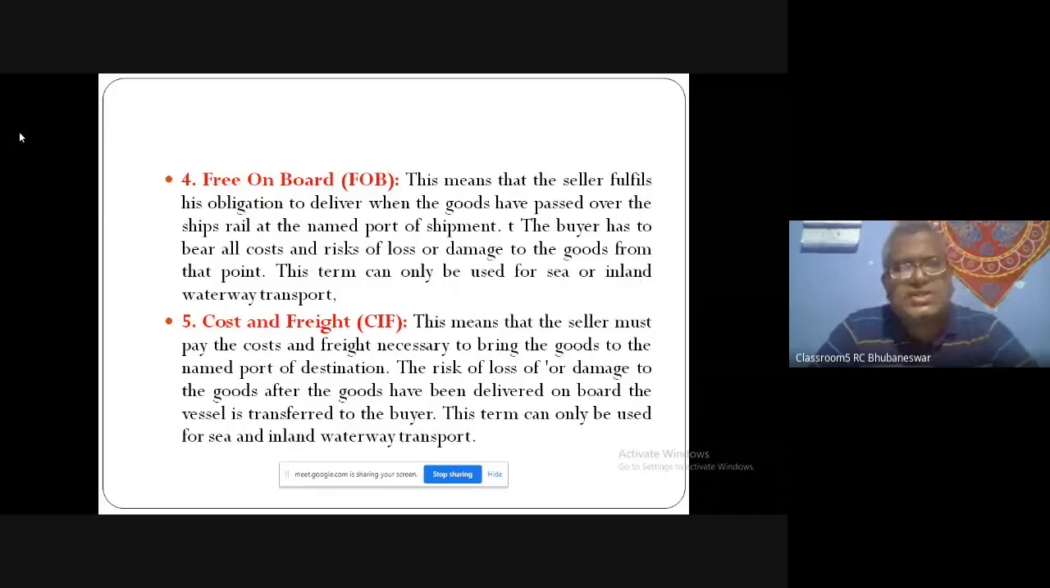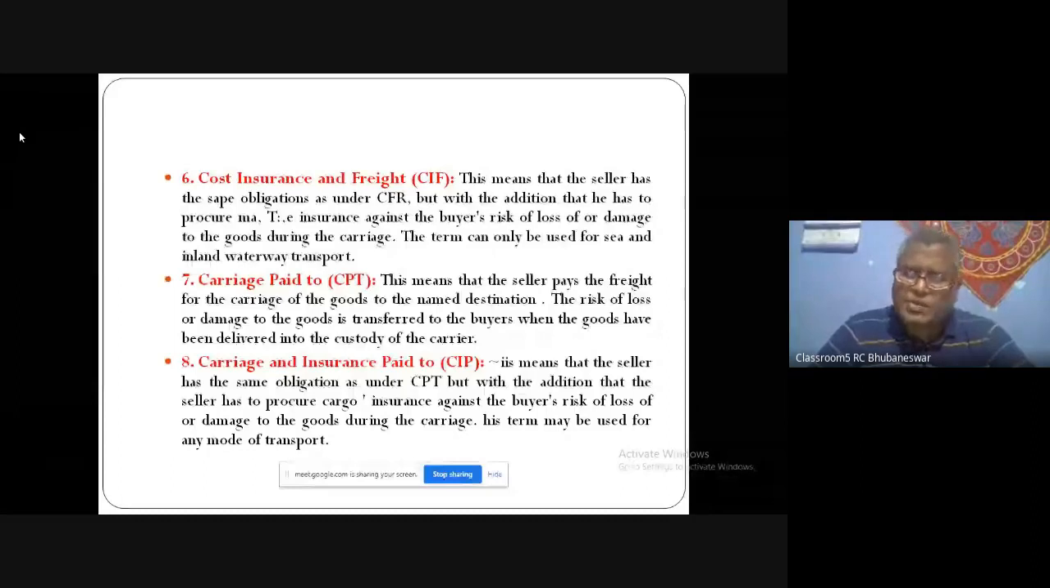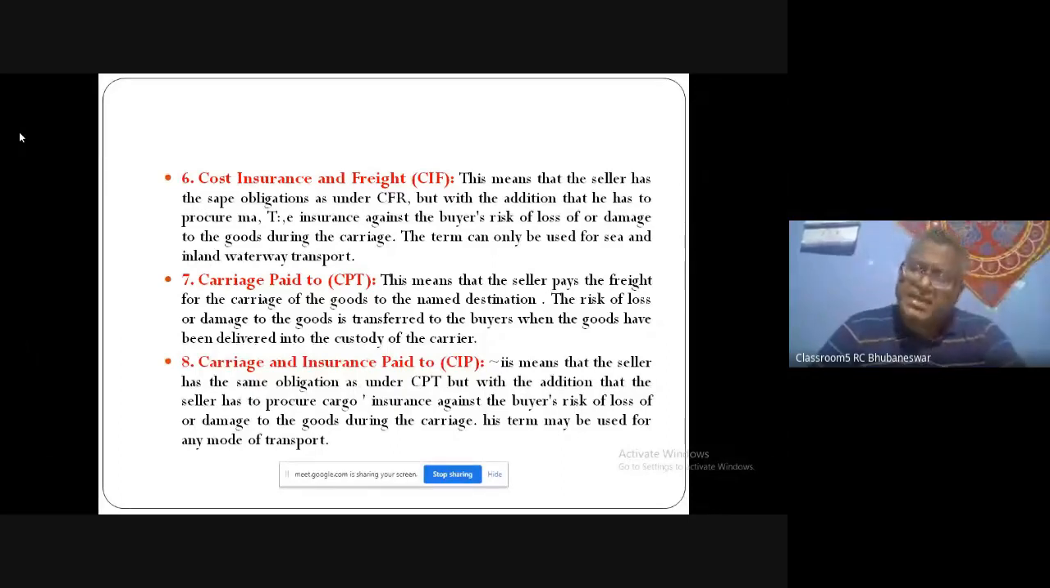Another one is Cost, Insurance and Freight, that is called CIF. Here insurance is added to cover any loss or damage arising during carriage, at sea or by inland waterways transport. Similarly, cost plus insurance plus freight is added, and the seller has an obligation under CIF also. Another one is Carriage Paid To, CPT. It means the seller also pays the freight or carriage of the goods to the named destination, or for goods transferred from delivery into the custody of the carrier. That is called Carriage Paid To.